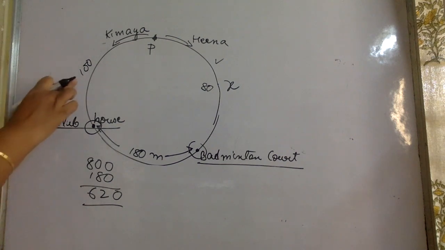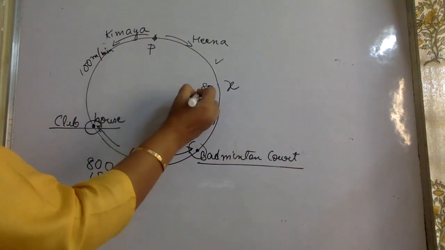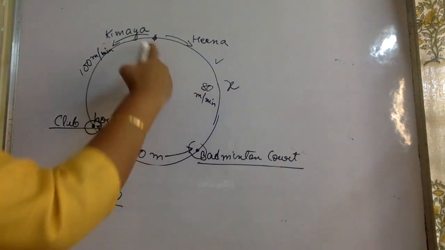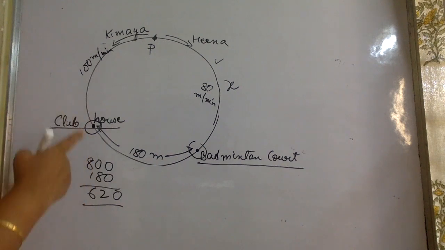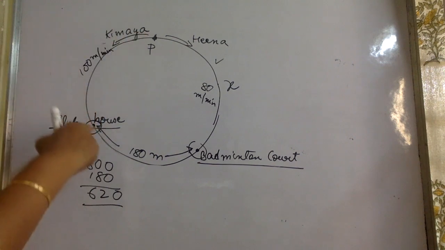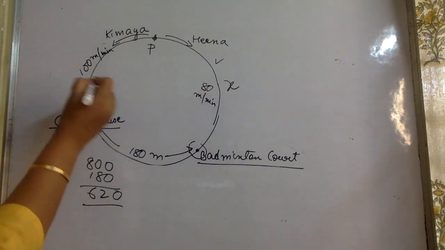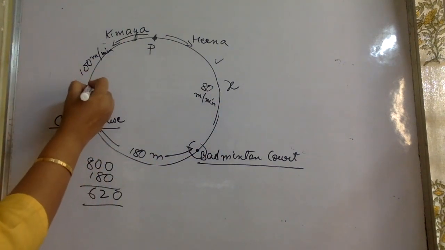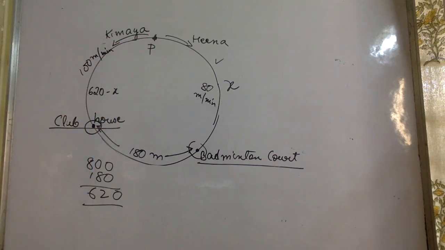This is not 100, this is 100 meters per minute, don't confuse between them, and this is 80 meters per minute. This is a speed. Now we are talking about distance. This distance is how much? 180 has been subtracted, so we are left with 620. From 620 take out an x, so 620 minus x is P to the clubhouse, isn't it? So that is 620 minus x.